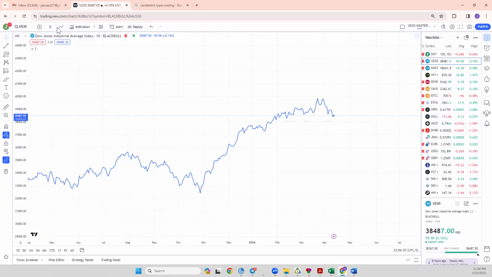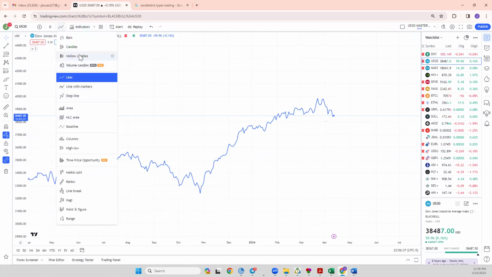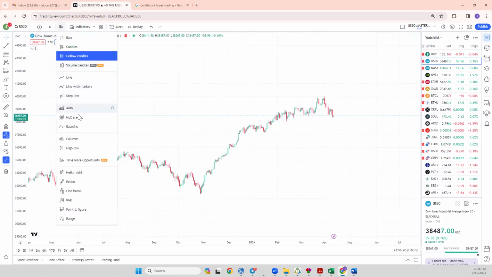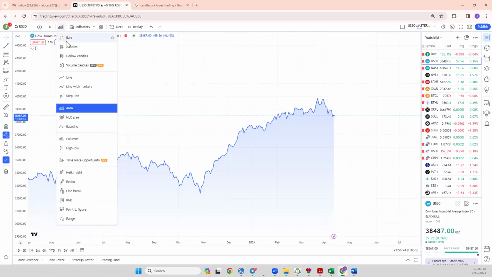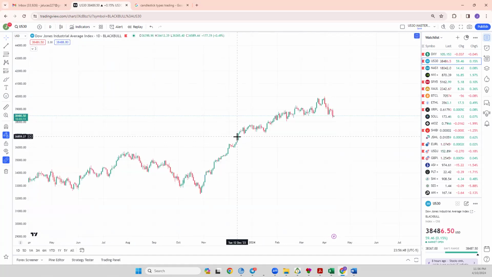This is the line chart. I mean, you've got different types of charts, right? You've got the area, but the most useful way to look at the chart would be in what you call candles. And each one of these candles represents a period of time. So we're looking at the daily time frame, and this means that every candle represents one day.